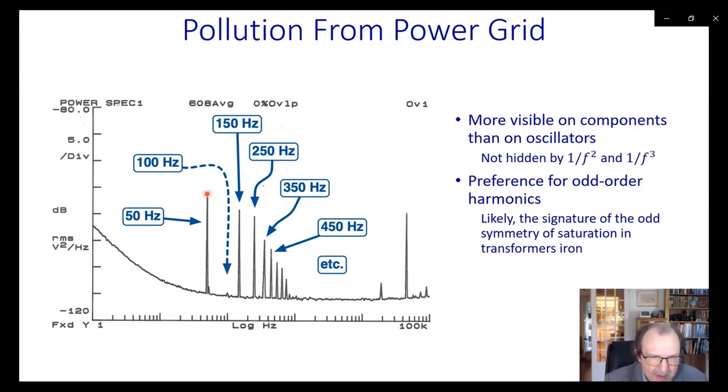The other thing is that odd order harmonics like 50 Hertz, 150, 250, and so on, are significantly more visible than even order harmonics. And the reason is that transformers have saturation and hysteresis, and the BH plot has odd symmetry, so it generates odd harmonics.